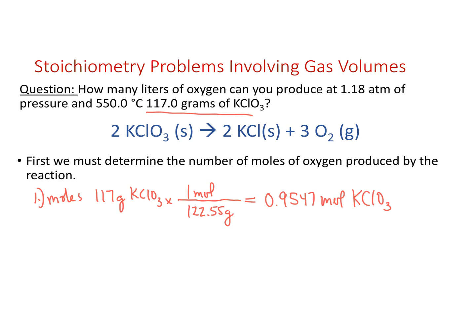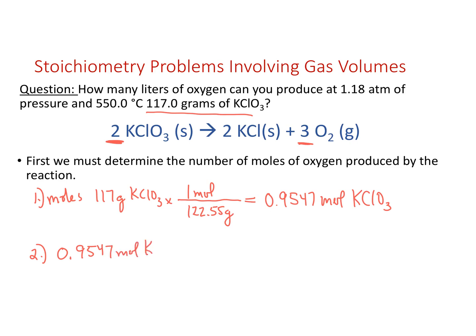Now I can get on the way to finding how much oxygen I have, because I know from the balanced chemical equation, for every 2 moles of potassium chlorate that go in the reaction, 3 moles of oxygen are going to come out. So I took mass of potassium chlorate to find moles of potassium chlorate. Now I can find moles of oxygen, and then when I know moles of oxygen, I can use PV equals nRT to find what the volume of oxygen should have been.